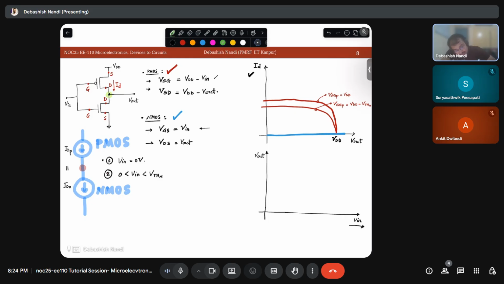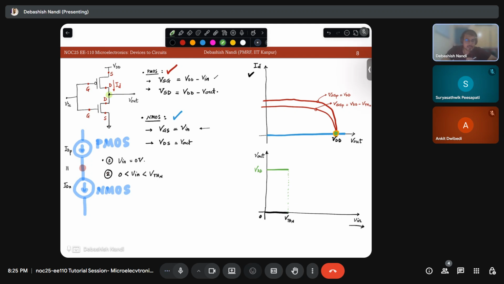So what is the cross section now? This point. Have you observed? Yes, sir. So in this scale, what is happening? I have started with this 0 and now I am at VTHN. So till this point, what will be my output? My output will be VDD. VDD. Yes.